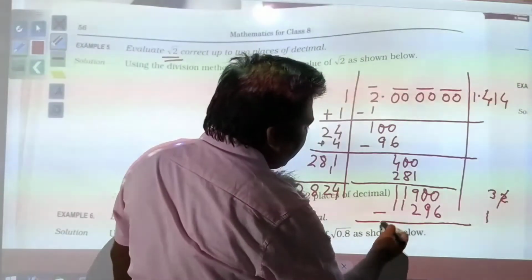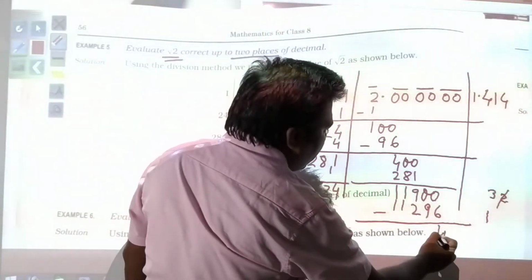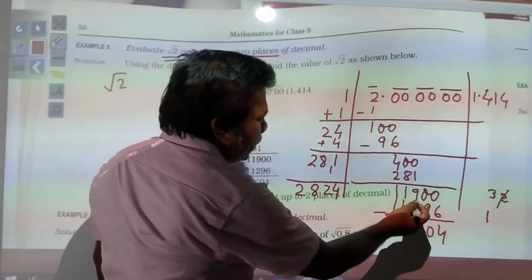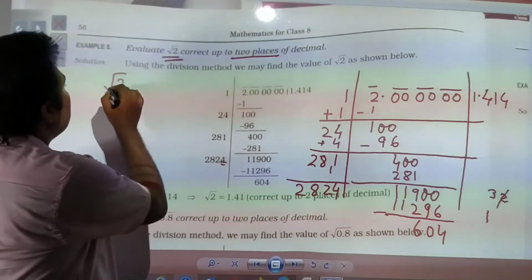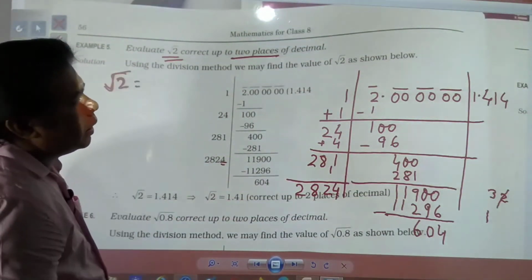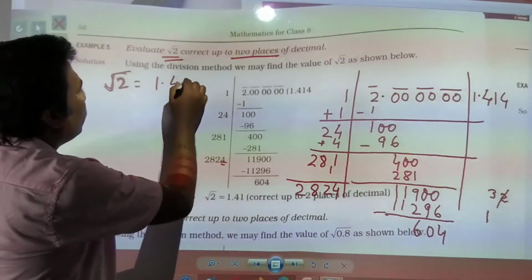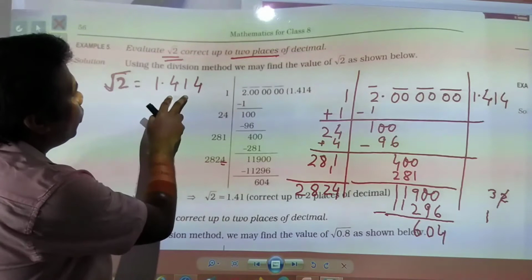Now we need to subtract this. 10 minus 6 is equal to 4. Here you will have 0. This you will get 6. So now you have got the square root of 2 is equal to 1.414. Now we need to round off this up to 2 places.